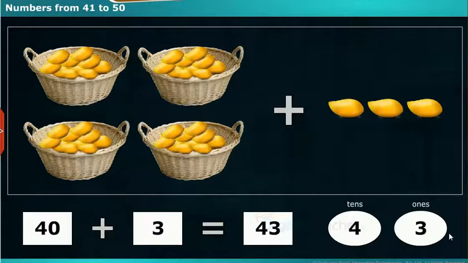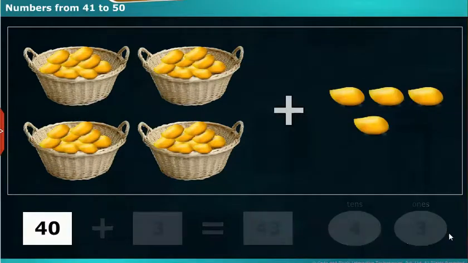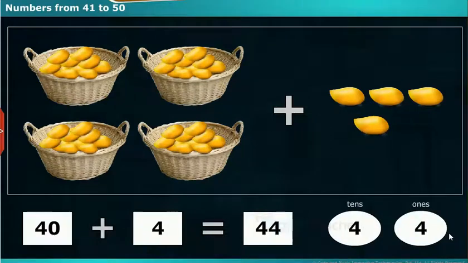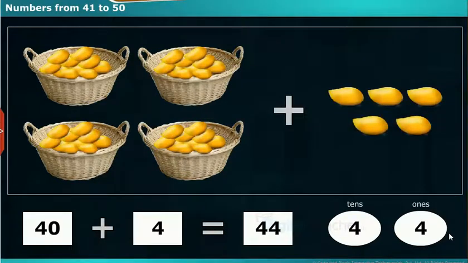Once again, she picked 1 more mango from the tree. So, 40 plus 4 is equal to 44. Total is equal to 44 mangoes. Likewise, she picked 1 more mango from the tree. So, 40 plus 5 is equal to 45. Total is equal to 45 mangoes.